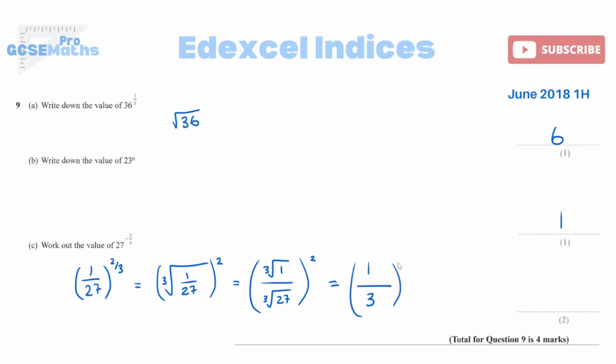Now, don't forget the 2. We need to square the fraction, which again means square the numerator, square the denominator. So 1 squared is obviously 1. 3 squared is 9. Okay, so you just have to work through it step by step, and then you'll get there.